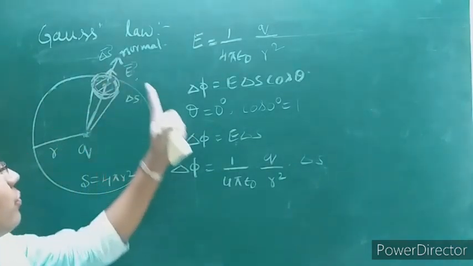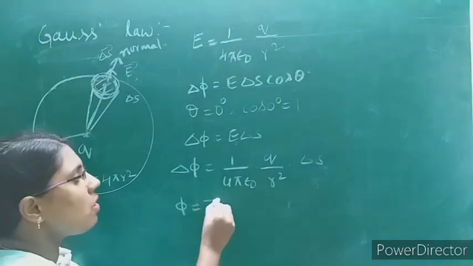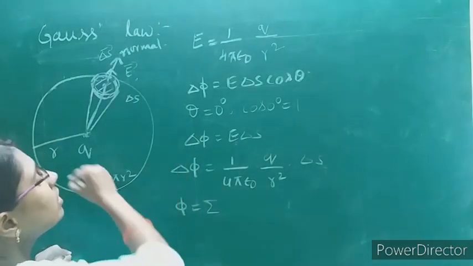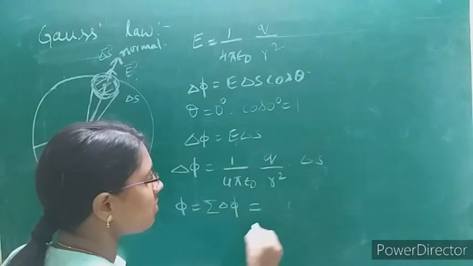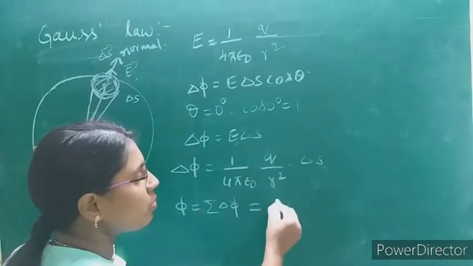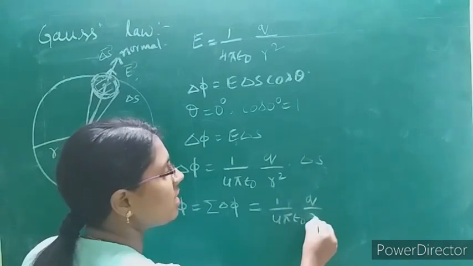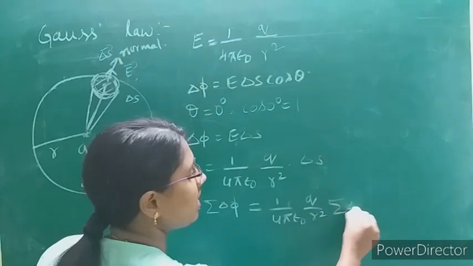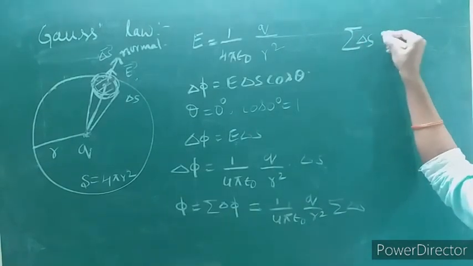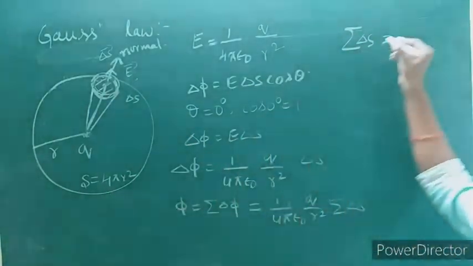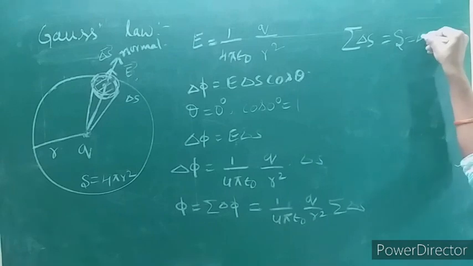We need to find the flux due to the whole sphere. For that, the total flux is the sum of the flux due to all the individual small area elements, that is summation of delta phi. Now 1 by 4 pi epsilon naught into Q by R square will be taken outside the summation. So 1 by 4 pi epsilon naught Q by R square into summation of delta S. Summation of delta S means the sum of all small area elements, that is nothing but the total area, and the total area of the sphere is 4 pi R square.